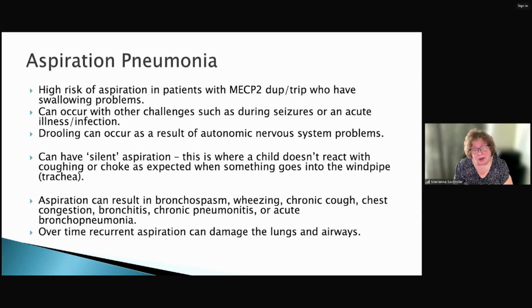And so aspiration can result in a variety of symptoms, airway symptoms like bronchospasm of the airway that can cause wheezing, chronic cough, or chest congestion, bronchitis, chronic pneumonitis, just inflammation of the lungs, or an acute pneumonia. And over time, recurrent aspiration can damage the lungs and airways.